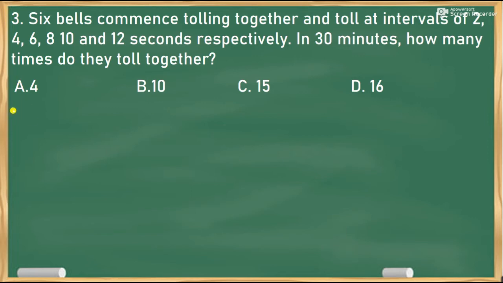Okay, here is the next question. 6 bells commence tolling together and toll at intervals of 2, 4, 6, 8, 10 and 12 seconds respectively. In 30 minutes, how many times do they toll together?